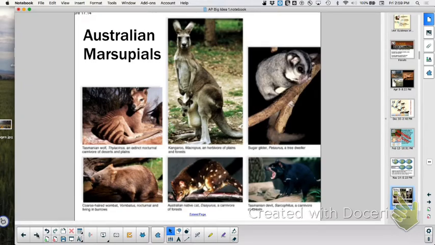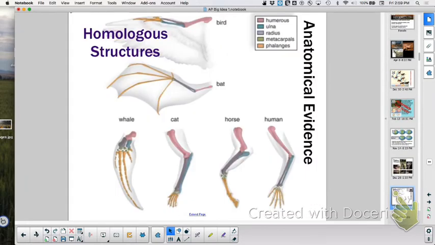Australian marsupials. In this case, there was probably some sort of common ancestor, so this might be more along the lines of parallel evolution, right? Somewhere in our past we had a recent ancestor, and so both of us are small, furry herbivores. You can look at some similarities between what we have here in the United States and what you might find in Australia. Homologous structures, we covered that.